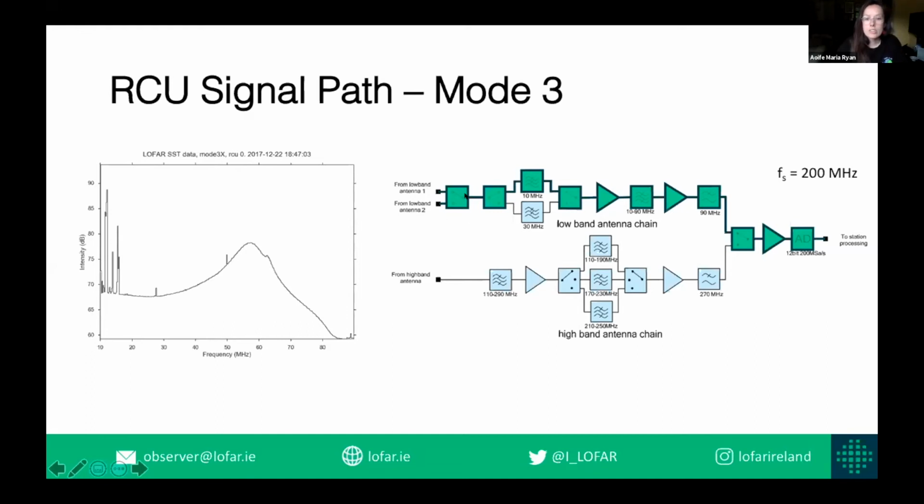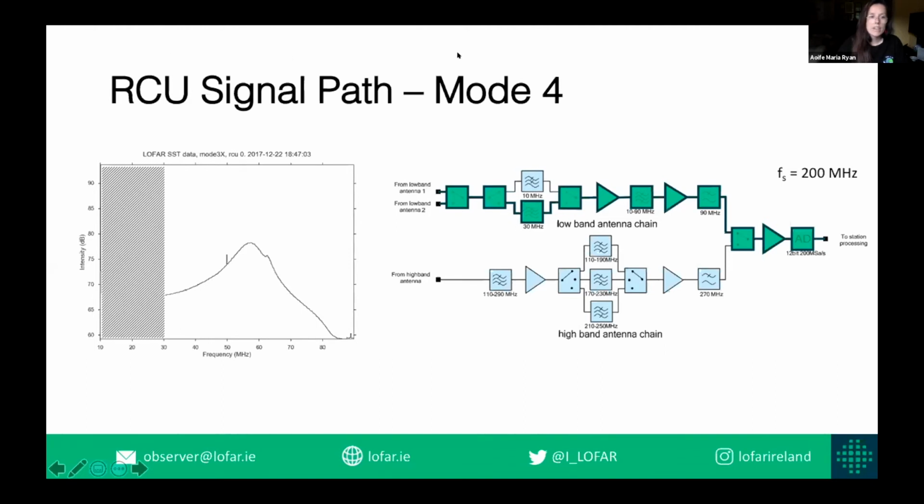So you can see here that the signal travels in. It goes through a high pass filter here where anything less than 10 megahertz is simply filtered out. It then gets amplified and goes through this bandpass filter from 10 to 90 megahertz, amplified again, another low pass filter, amplified, and then goes through an analog to digital converter. And it's important to note that the sampling frequency here, as it is for most modes, is 200 megahertz. And if we just move on to mode four.